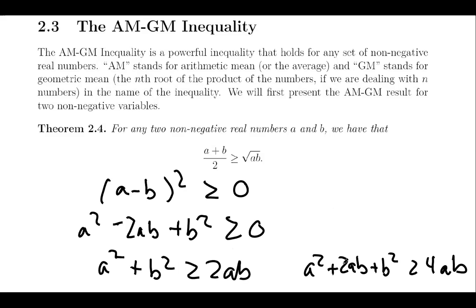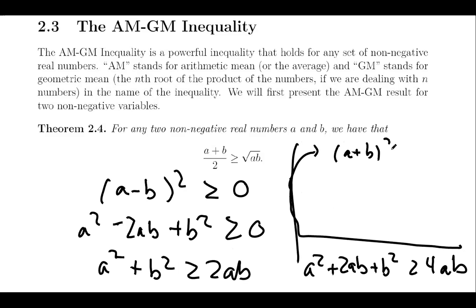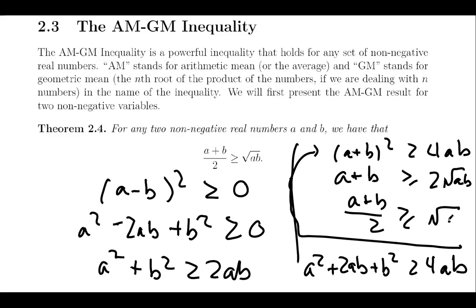And now this factors as, sorry, I did not plan out my space very well. This will continue here. a plus b squared is greater than or equal to 4ab. So if we take the square root of both sides, that's a plus b is greater than or equal to 2 root ab, and a plus b over 2 is greater than or equal to root ab. So we can prove the two variable form in this way.